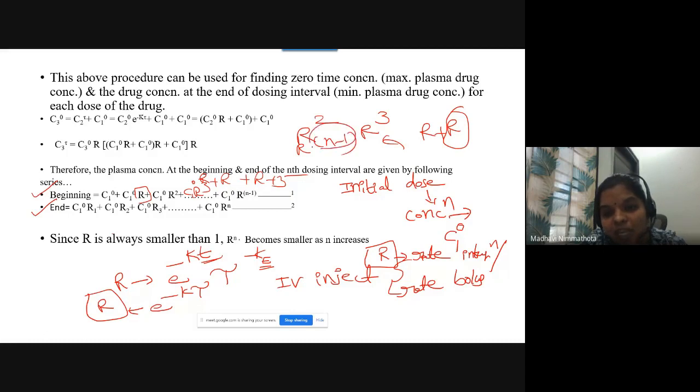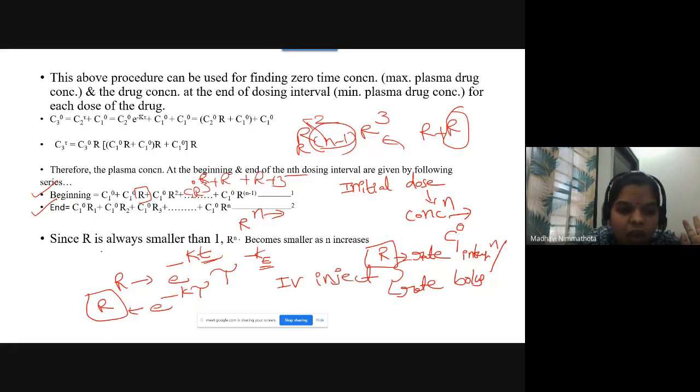If you subtract this nth dose R value, then you will get the last dose of this equation, the beginning dose. And if you want to calculate the ending dose, you can use this equation. The last one is R to the power of n. Here there is no subtraction, directly R to the power of n. The small n represents the number of doses.